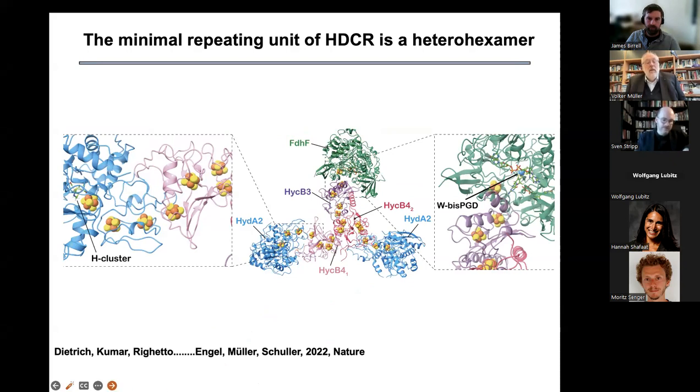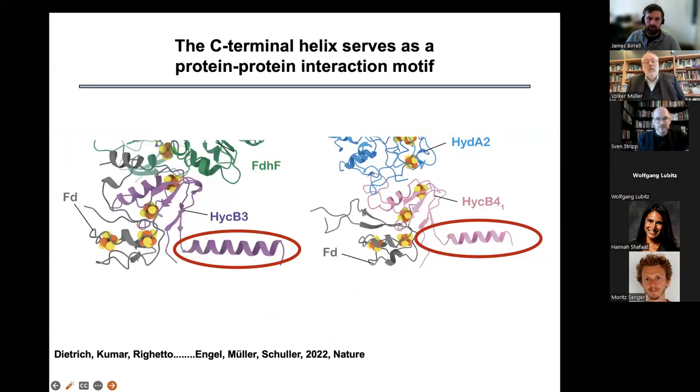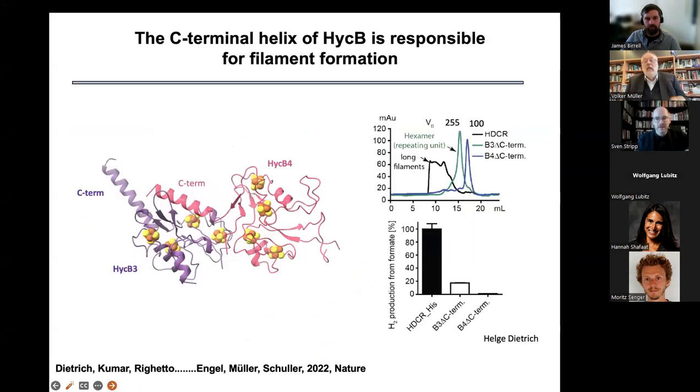And these repeating units actually make a filament. And what we saw was that in these small electron-carrying proteins P3 and P4, there is a C-terminal domain that is important for making that wire system. And then we took advantage, as I said, of our mutagenesis system, and Helge Dietrich knocked out that C-termini.